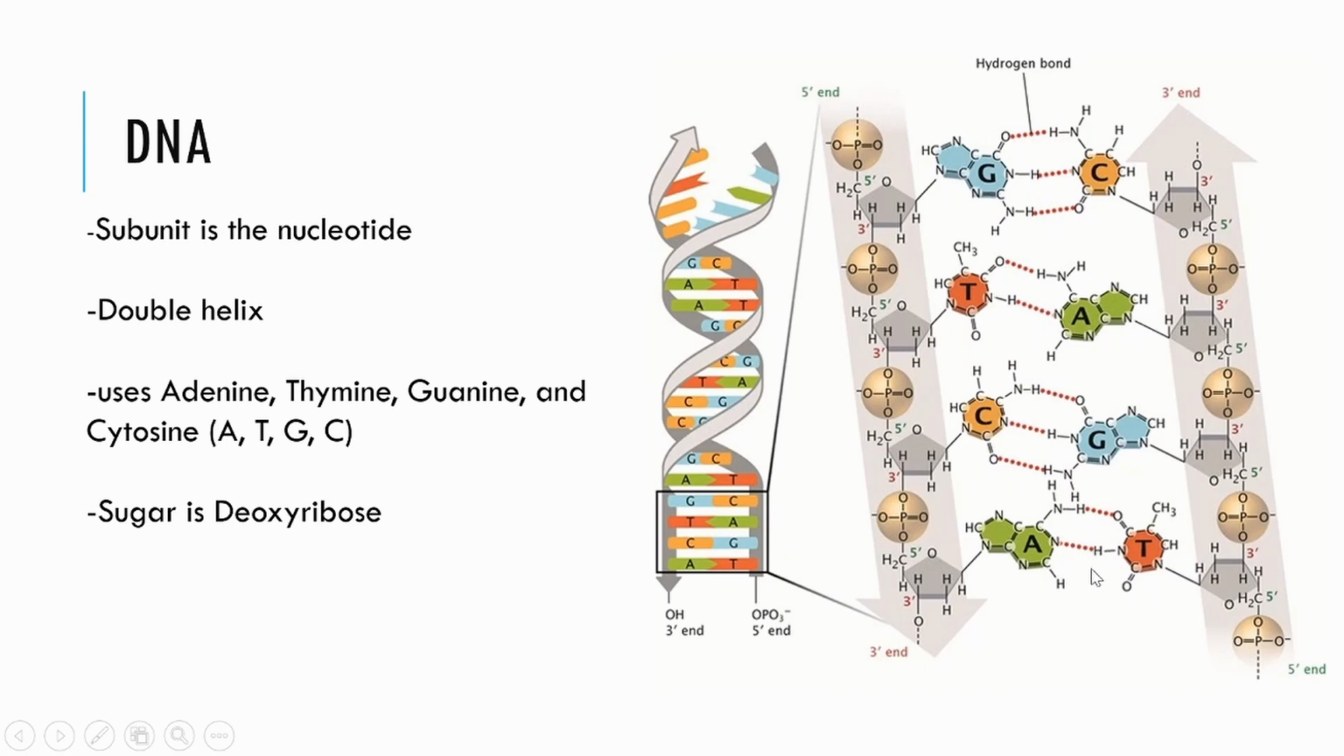So we notice that the T's and A's are always bound together and the C's and G's are always bound together. We call this complementary base pairing, where these bases will only bind with one other base. It's very specific. So you'll never see an A bound with a G. That would not work. We also have a specific sugar for DNA called deoxyribose, hence the name deoxyribonucleic acid.